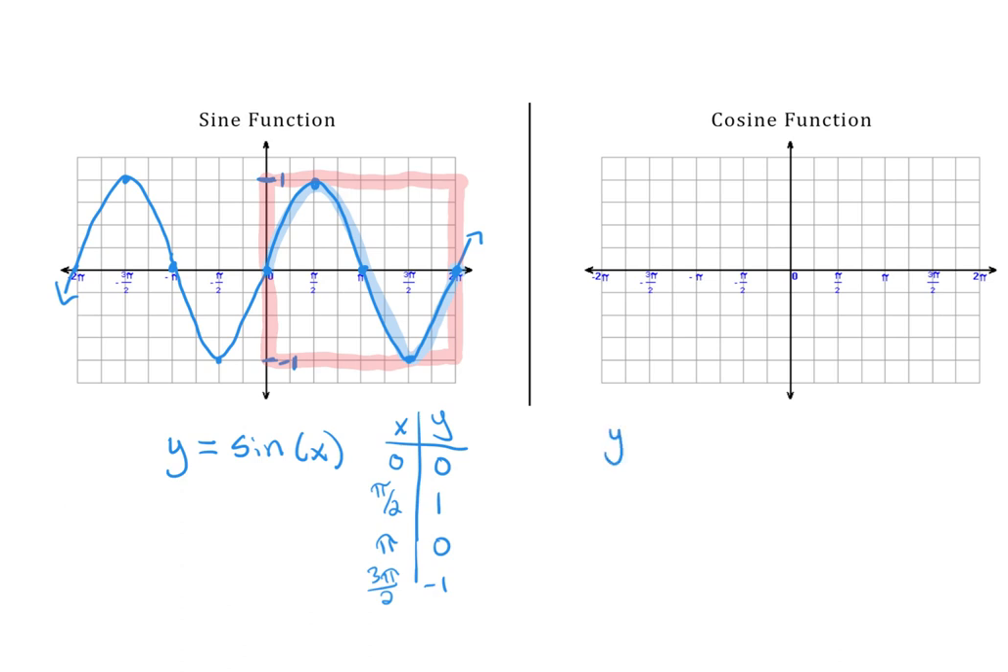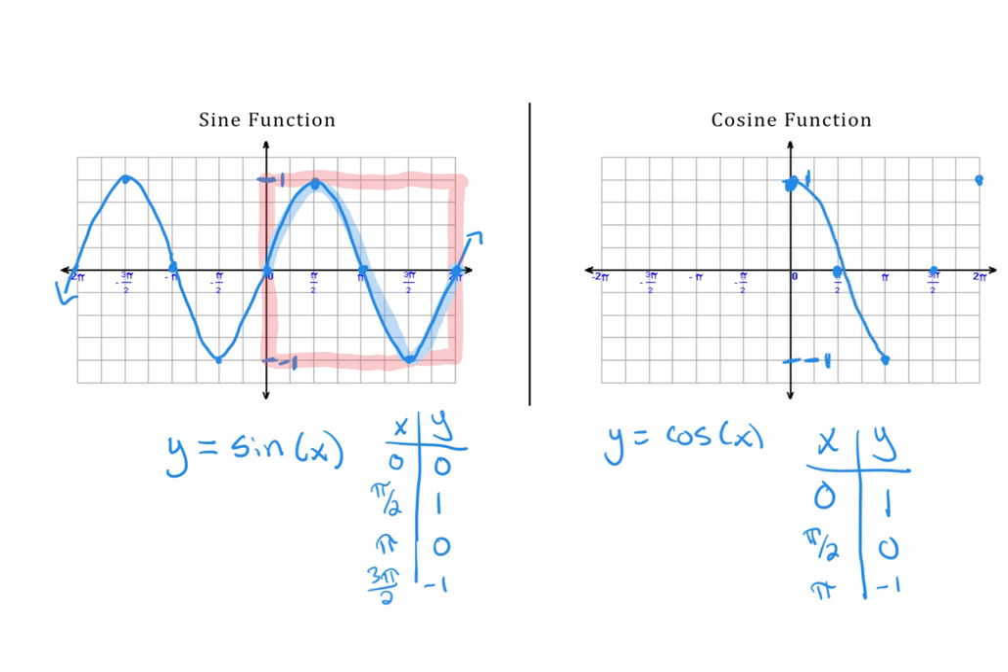So now let's compare that to the cosine function. y equals cosine of x. If you think about making an xy table using the unit circle, cosine of 0 is 1. Cosine of pi over 2 is 0. Cosine of pi is -1, 0, 1. So we have this.